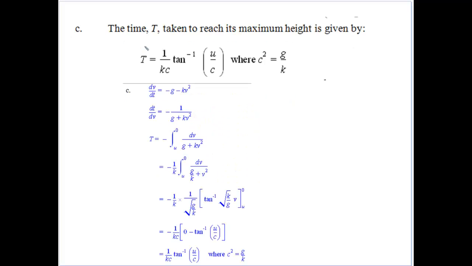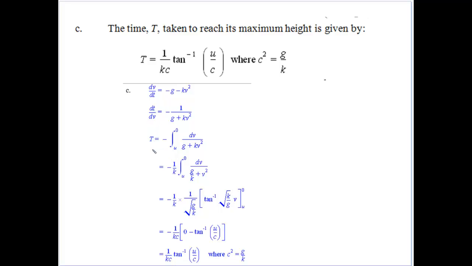Our next part wants us to see that the time taken t to reach its maximum height is given by this expression. Well, we need to get our expression for time in terms of v. So we go back to acceleration and we take dv/dt as minus g minus kv squared. Again, a little bit of manipulation: we can factorise a negative out and take a reciprocal, which gives us 1 over g plus kv squared.